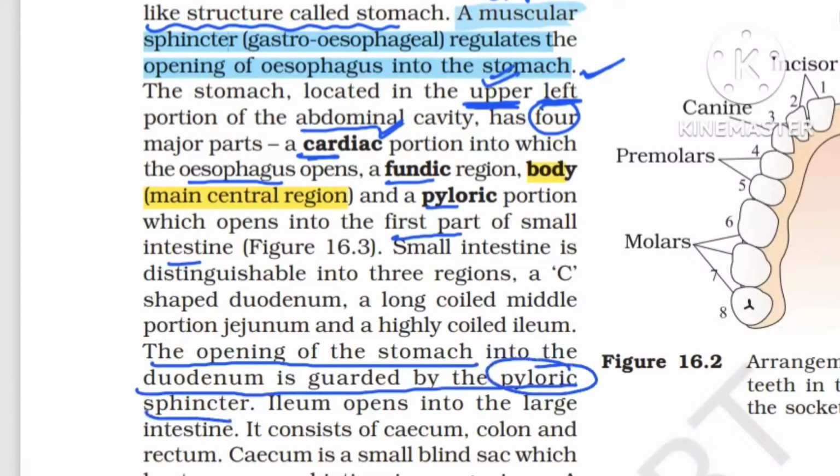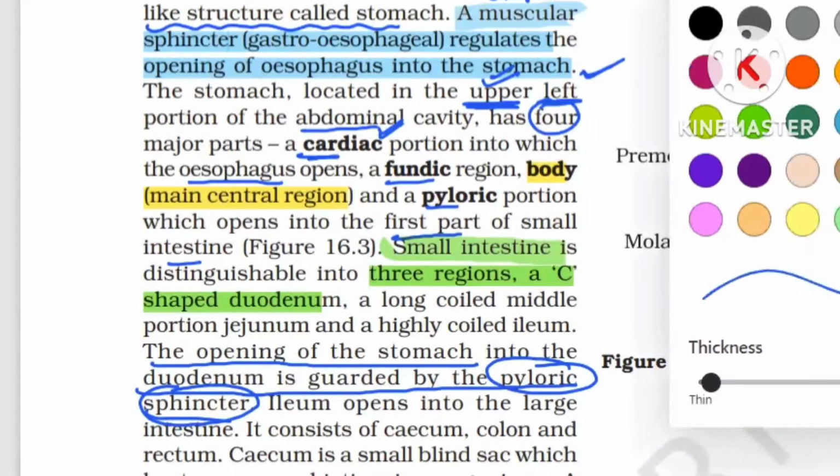So I think I focused it. The pyloric sphincter is the one which is regulating the opening of stomach into the intestine. Clear, beta? Now, if you see, the small intestine has got how many parts? Small intestine, in the first video we already studied, it actually has 3 regions. Now, C-shaped duodenum. Middle portion, jejunum, and last is ileum.